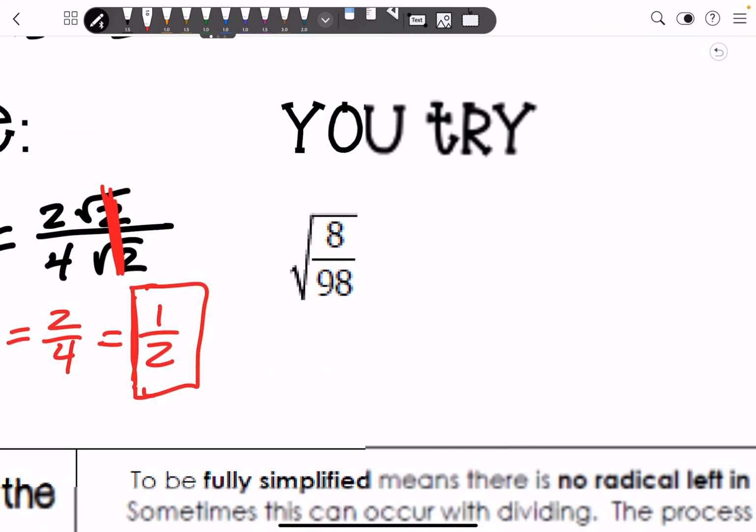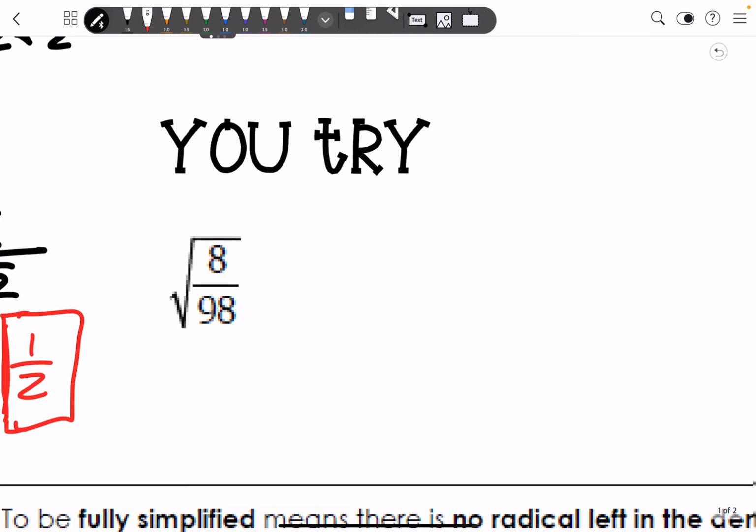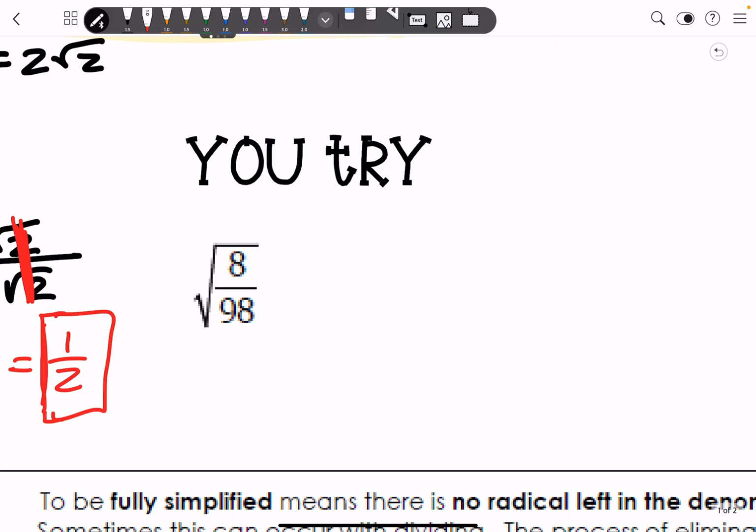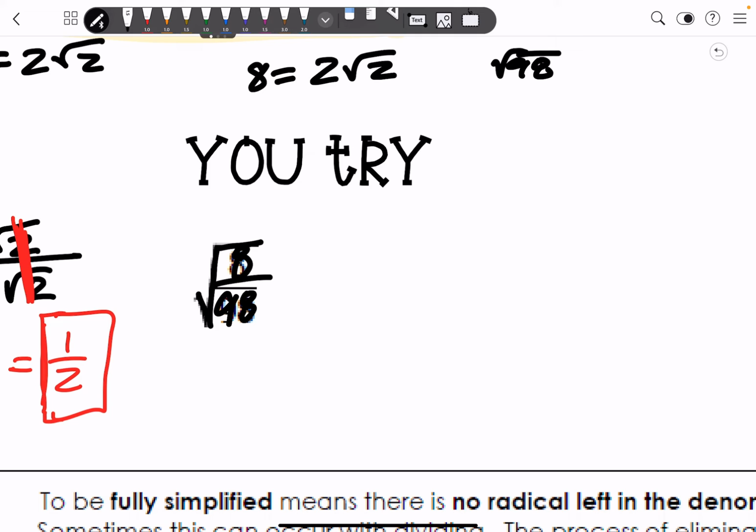Okay, so now, I know this says "you try," but I'm going to do it with you anyways. Alright, so this is the square root of 8 over 98. For 8, we know it's going to be 2 square root of 2. But with the square root of 98, it's going to be 7 square root of 2, because I know that it's the square root of 49 times the square root of 2, and that square root of 49 is just 7.